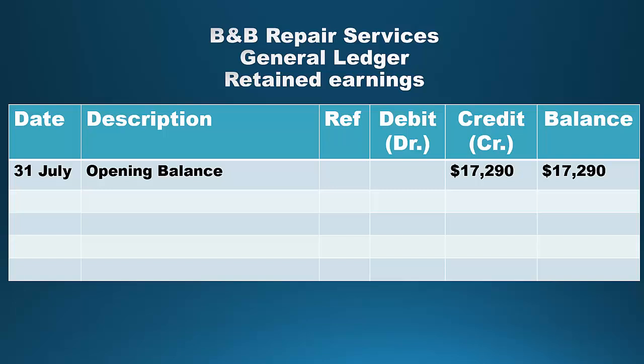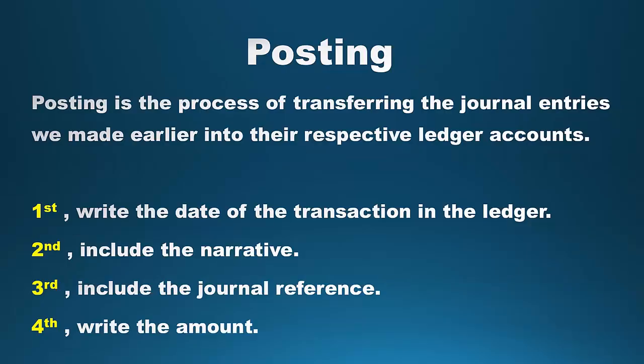By the end of this process, we'll have the updated balances for every account, and those balances will help us prepare the trial balance. Take a moment to review these opening balances and let me know if you have any questions before we dive into posting the transactions. All right, class. Now that we've set up the general ledger and added the opening balances, it's time to post the August transactions. Posting is the process of transferring the journal entries we made earlier into their respective ledger accounts. This helps us track each account's running balance.